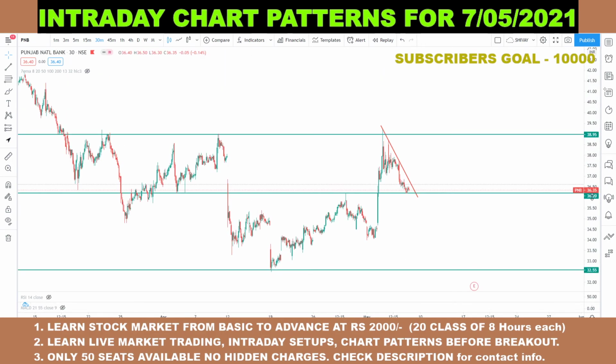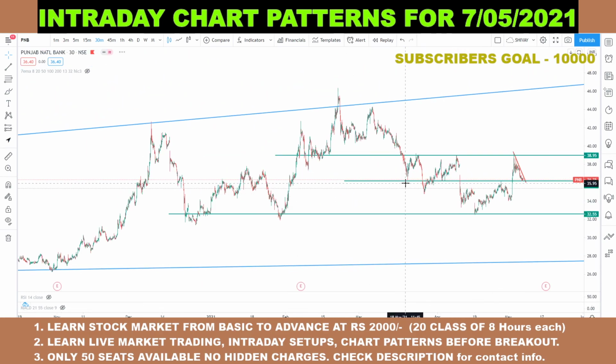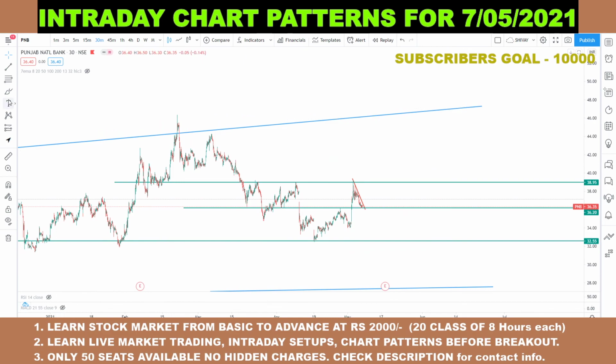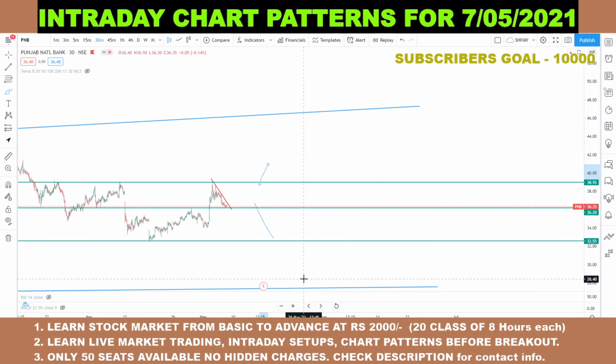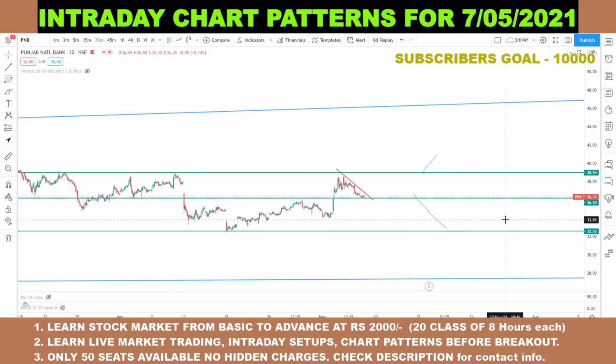Punjab National Bank: this stock is stuck in this range, 39 to 32.5. Whichever level gets broken, you can short below this, or you can buy above this. Okay, so this is my analysis for tomorrow.